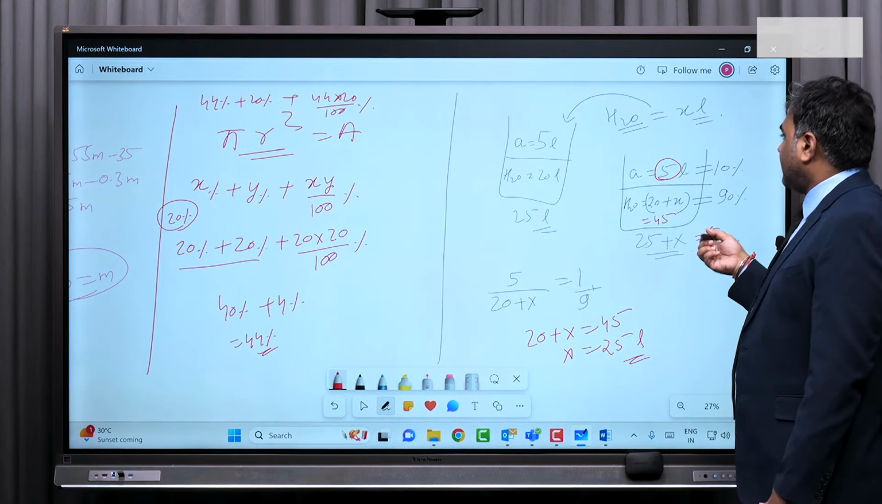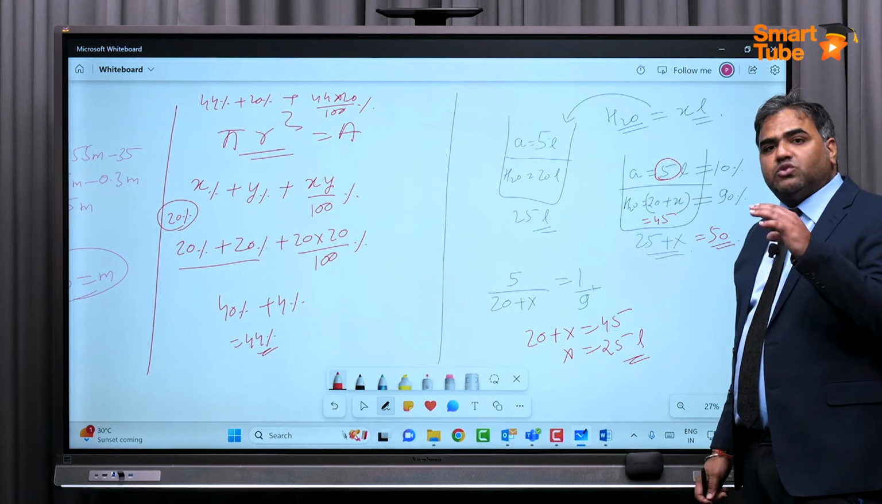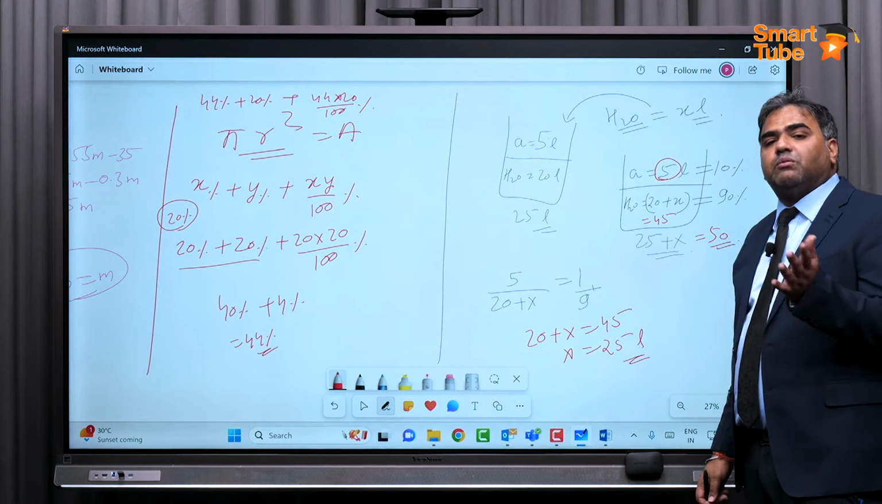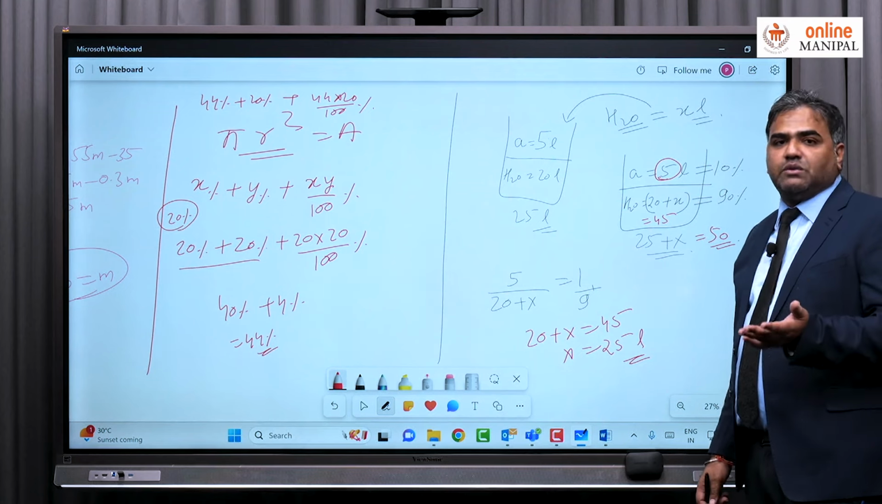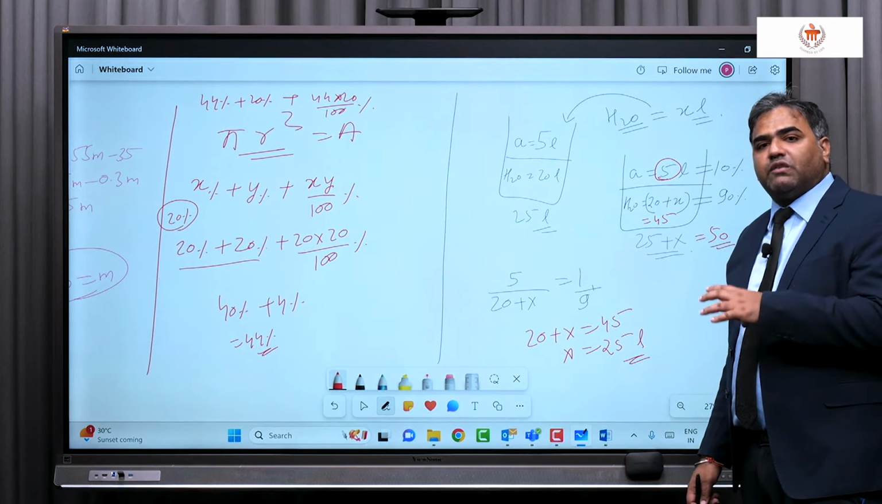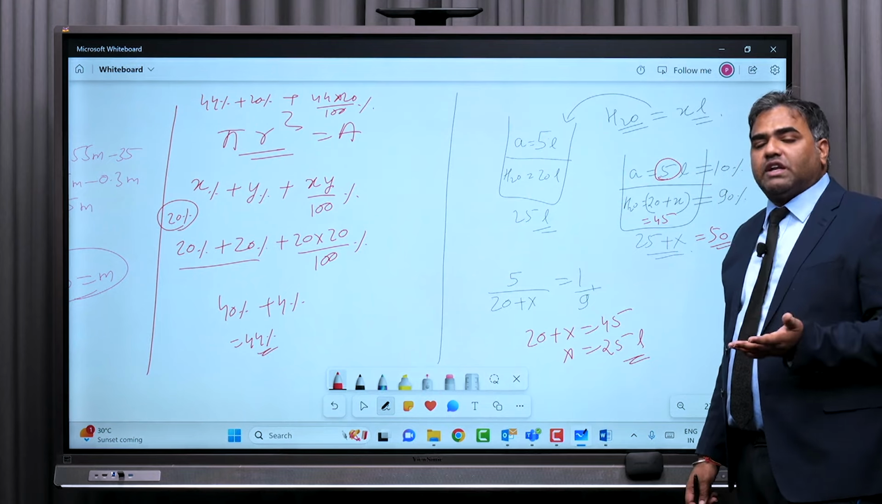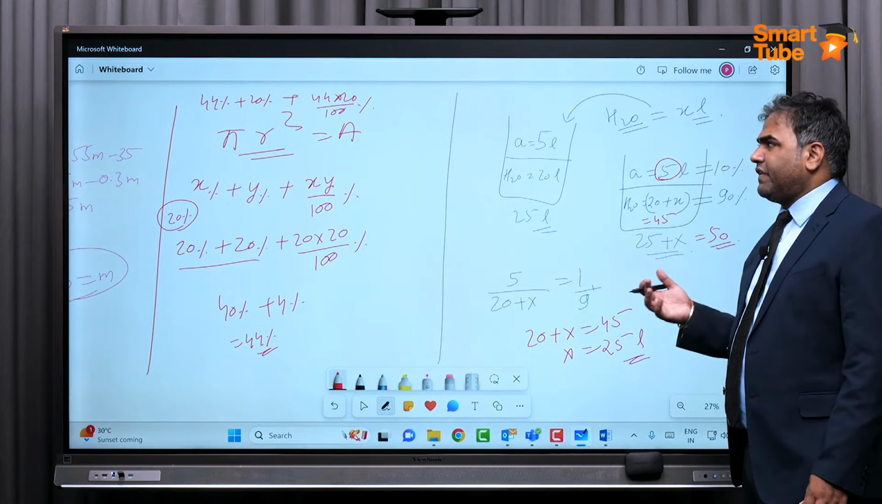In the 50 liter, if the acid is 5 liter, the percentage of acid would be 5 by 50 into 100, that is 10%. And if the total is 50 liter and the water is 45 liter, the percentage of water in the mixture would be 90%. So it is a very easy question, you can do it very easily.